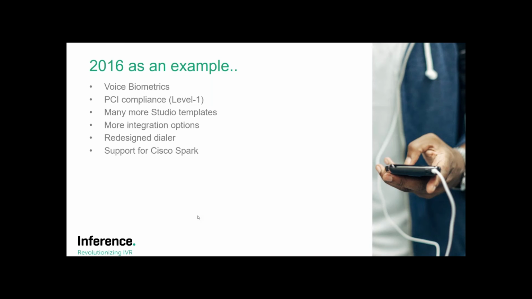So Cisco Spark is a group chat environment where you can basically have rooms, and you can either post messages to rooms, people can subscribe to rooms, and you could read messages from rooms. So we allow that to be integrated in Studio, so a Studio IVR can post messages into a Cisco Spark room, and vice versa, it can read messages from a Cisco Spark room and make them available within an IVR, so within a telephone call.